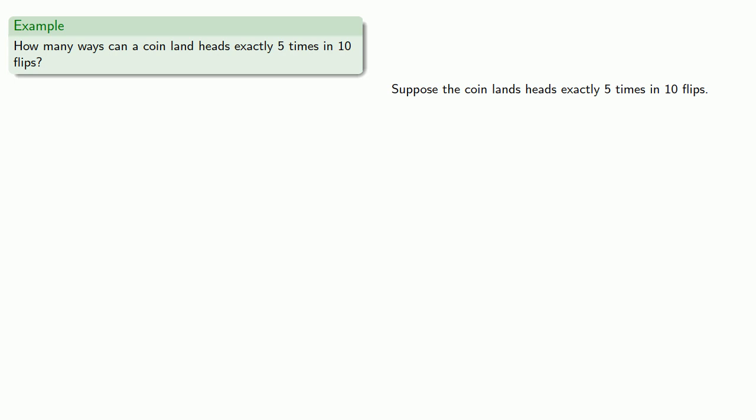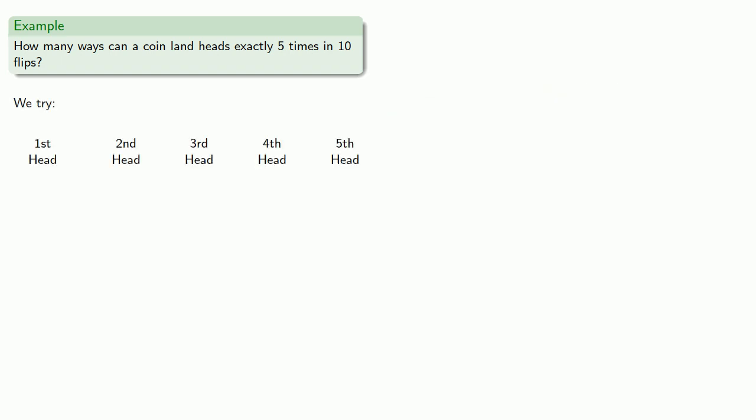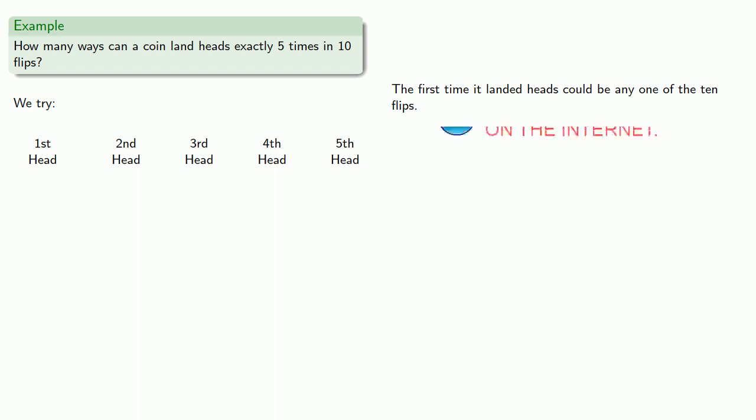And here's the most difficult part of combinatorial probability, and really the most difficult part of anything, is asking the right questions. The question we might ask is, when did the first heads occur, when did the second, and so on. And so let's set up our sequence of questions. First head, second head, third head, fourth, and fifth. And so the first time the coin landed heads could be any one of the 10 flips.